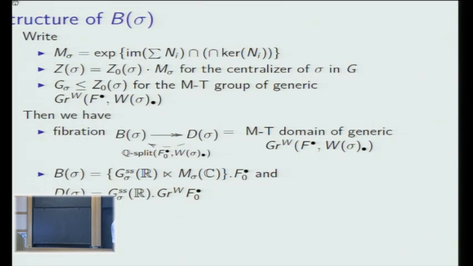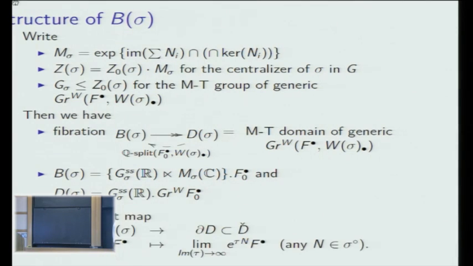So using that section, I can write B of sigma as a semi-direct product of the semi-simplification of G sigma, the real points of that, semi-direct product, this is an almost direct product, M sigma of C, acting on F naught dot, and D sigma is just a Mumford-Tate domain in its own right. It's just action of a real group on a Hodge structure, which is a direct sum of Hodge structures in various weights. So this is again in the nature of just pointing something out.